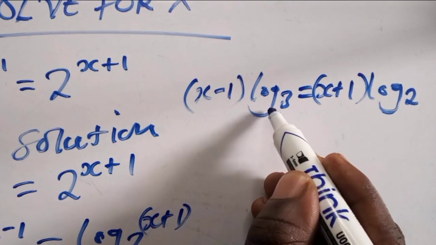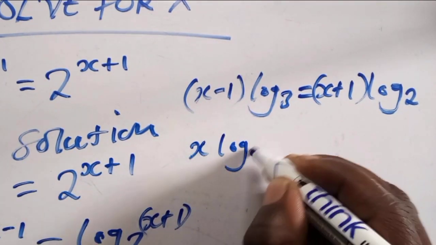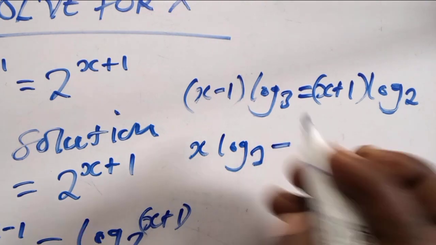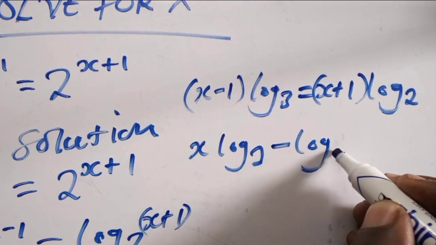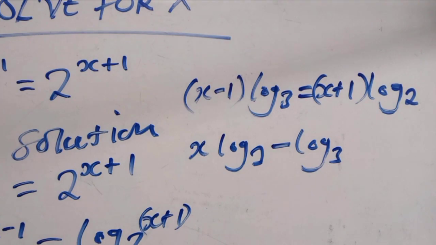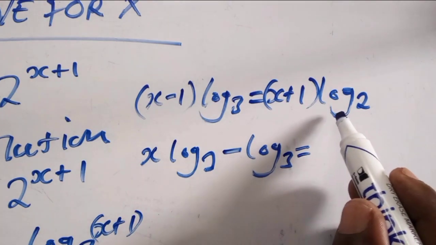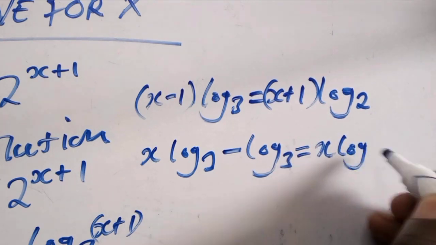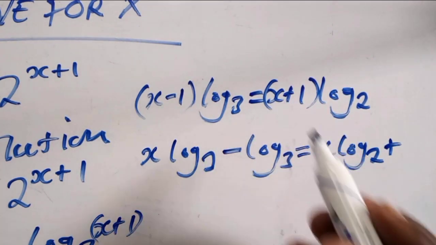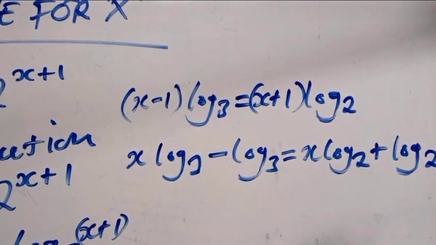What you do here, you expand. Log 3 times x, it will be x log 3 minus, here this minus, log 3 times negative 1, we are going to have log 3, in which it is equals to, even this side you expand, in which log 2 multiplied by x, it will be x log 2 plus, here this plus, log 2 multiplied by 1, it will be log 2.